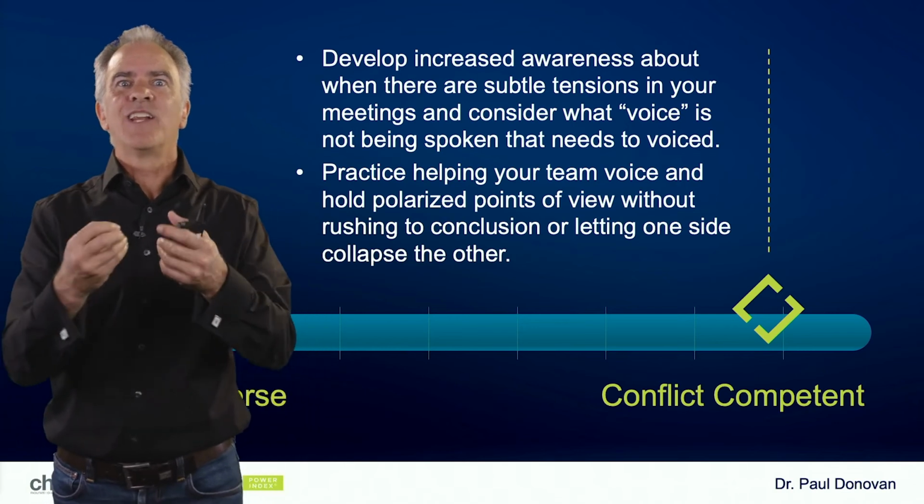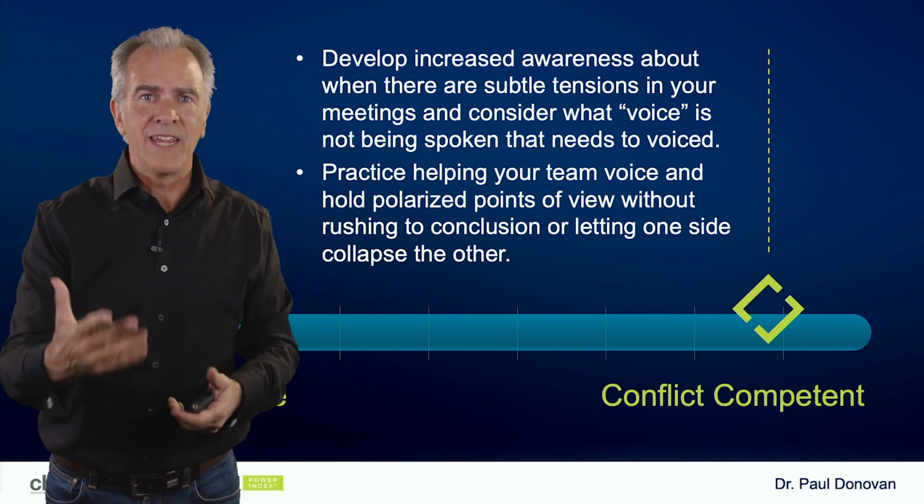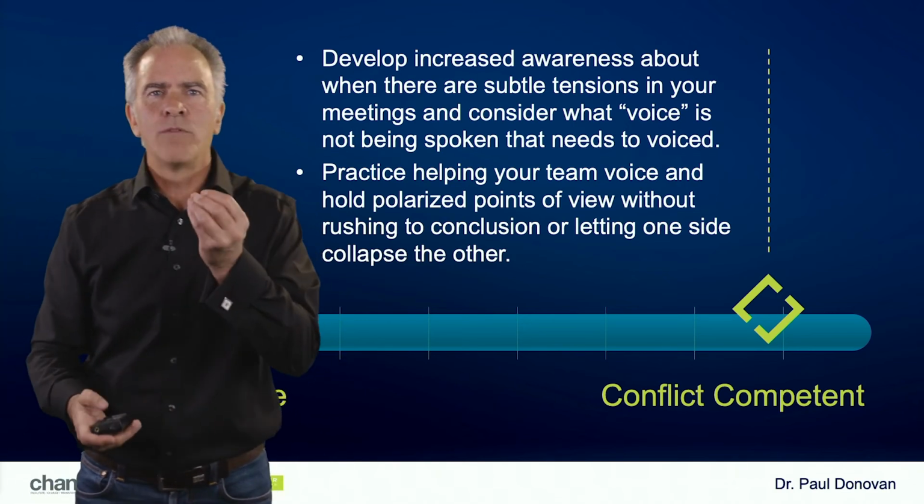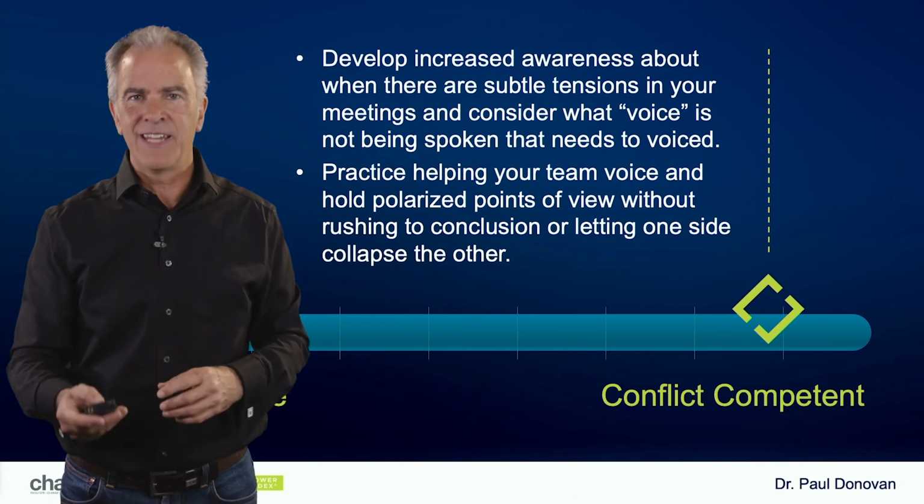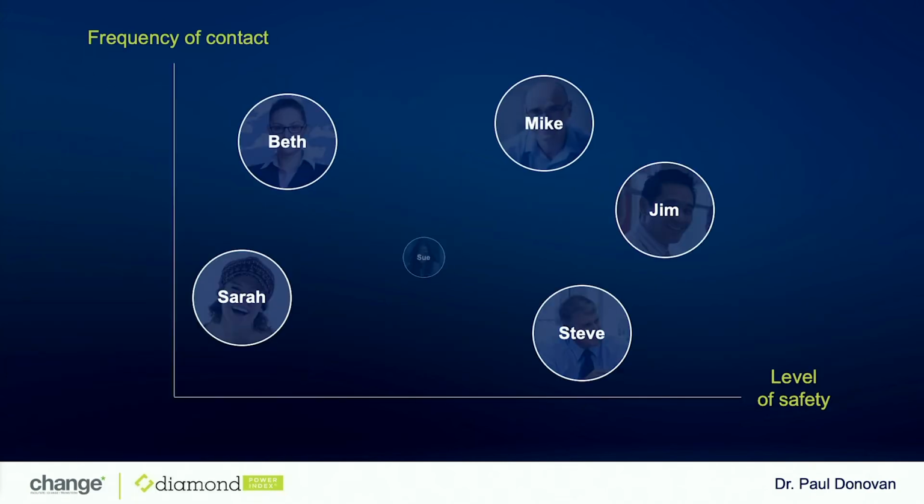So there's a little hint for those of you who are already ready to take on more if you're a conflict-competent leader. All right, here's a wonderful little exercise to wrap this video up that you might like to do right now. So you'll notice there's a vertical and horizontal axis. On the vertical axis, you might like to put frequency of contact, and on the horizontal axis, your level of safety. And that is, how safe do you feel?